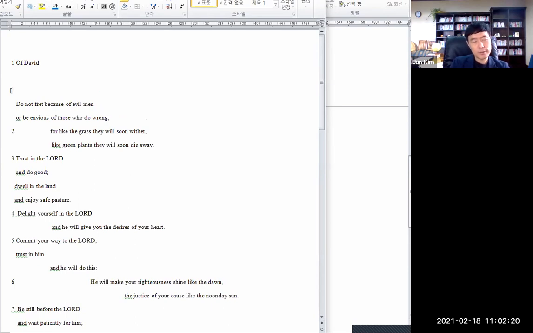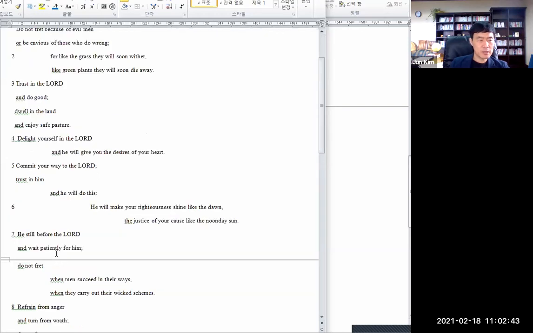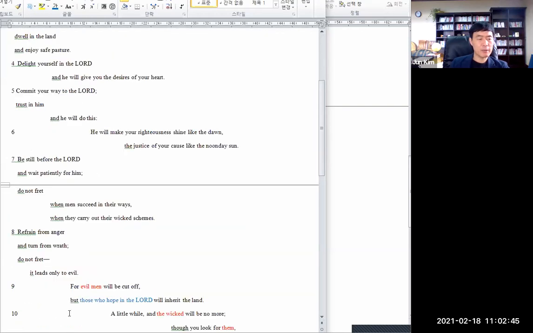How are you going to do it? In order for you to do it, you need to really look at what belongs to the same level. So do not fret, do not be ambitious, but trust in the Lord. Do good, dwell in the land, and enjoy safe pasture. Delight yourself in the Lord. Commit your way to the Lord. Be still, refrain from anger.